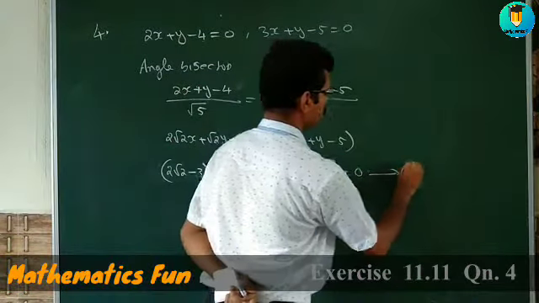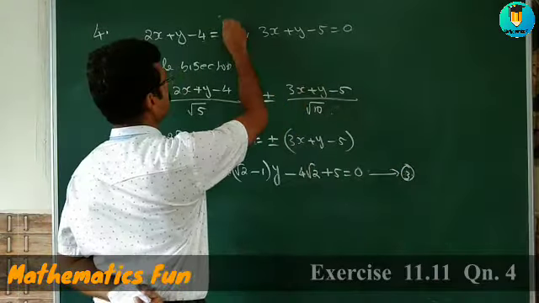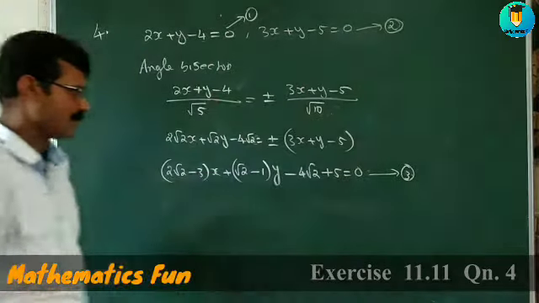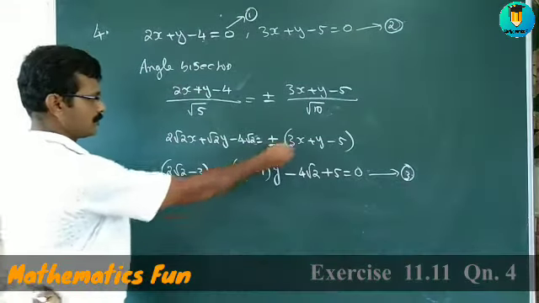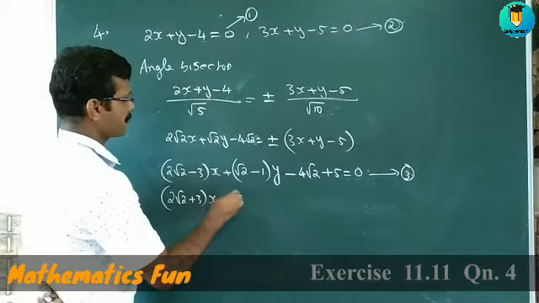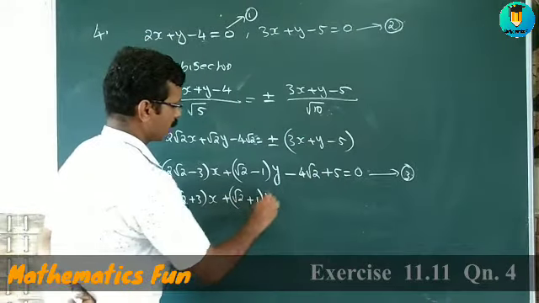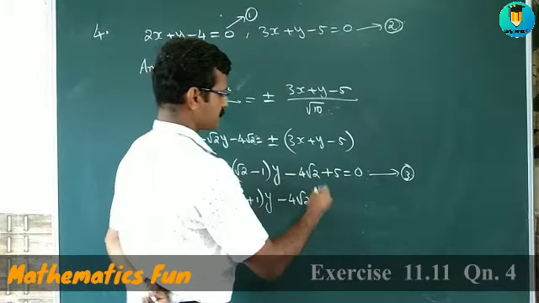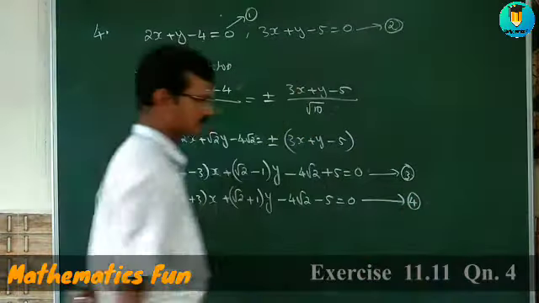Equation number 1, and let this be equation number 3. This one I am naming as 1 and this as 2. That is one of the bisectors. Now the second bisector I am also writing: 2 root 2 minus 3 to this side, so plus 3x, root 2 minus y this side, so plus 1y. Now here minus 4 root 2 plus 5 to this side, minus 5 is equal to 0. This is equation number 4.